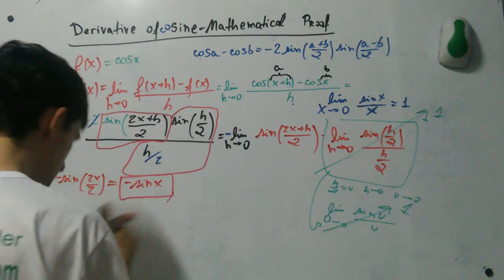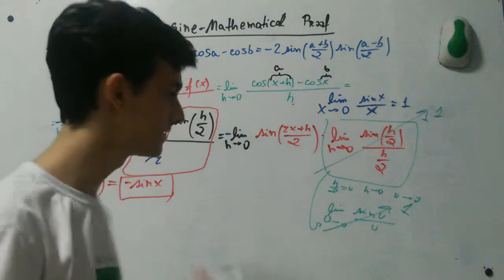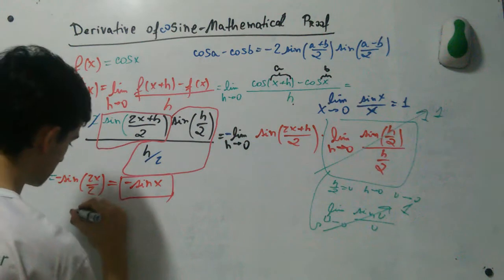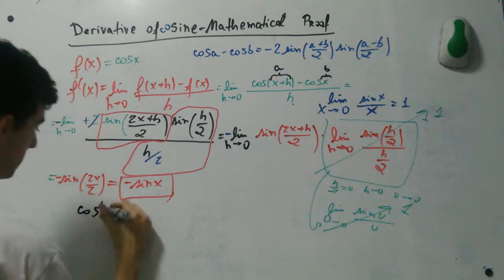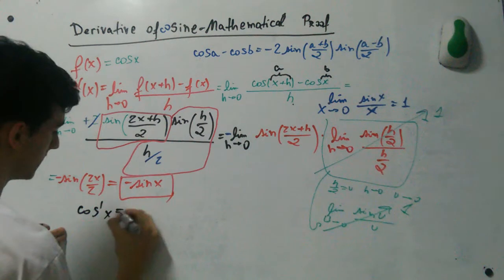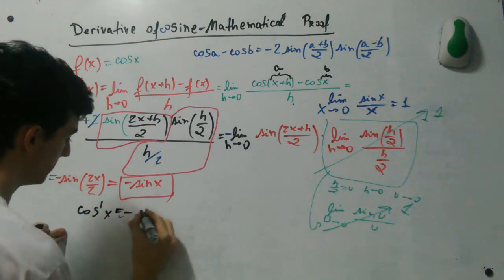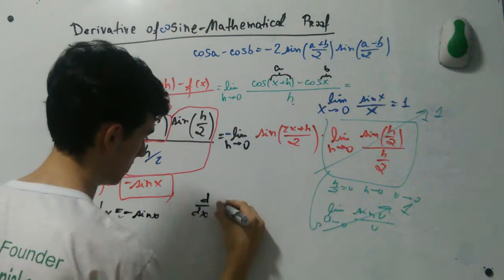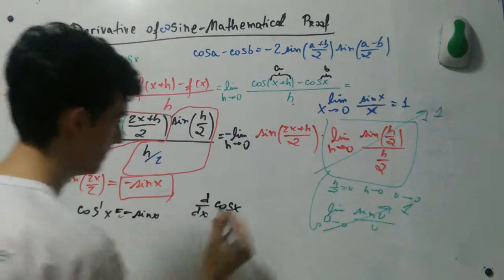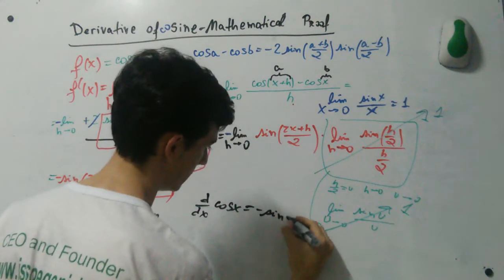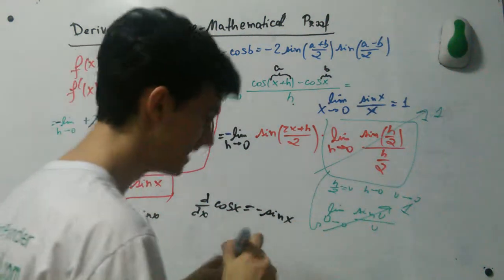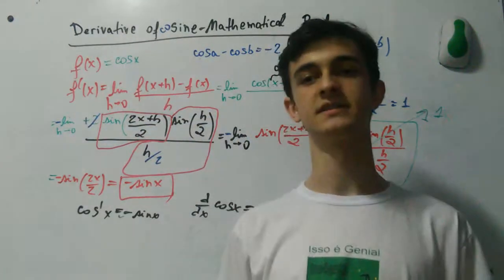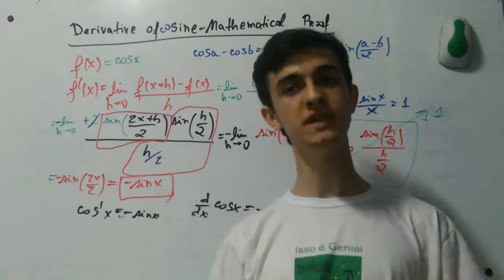And here we have just proved the derivative of cosine of x. So we can write it here: cosine prime of x, the derivative of cosine, equals negative sine of x. Or if you prefer, d/dx of cosine of x, the derivative of cosine of x, equals negative sine of x. So this is it. We have proved the derivative of cosine of x, which is just negative sine of x. Thank you very much for watching, and I will see you in the next video.